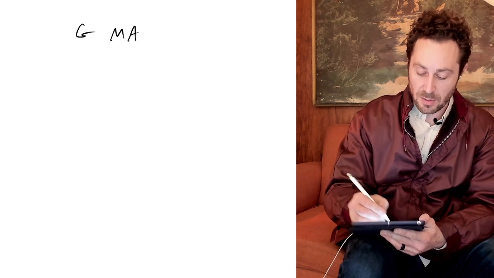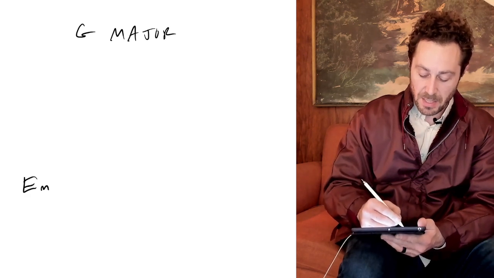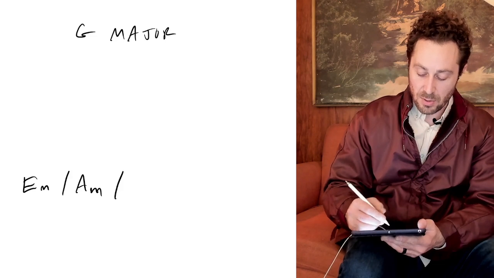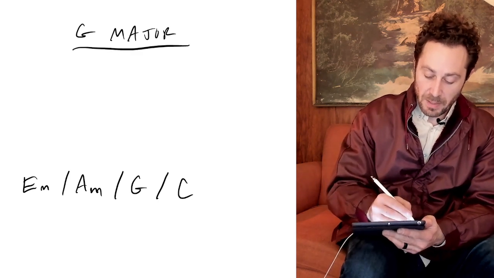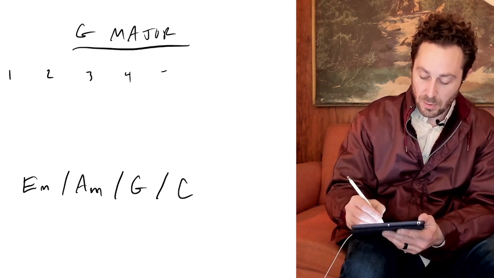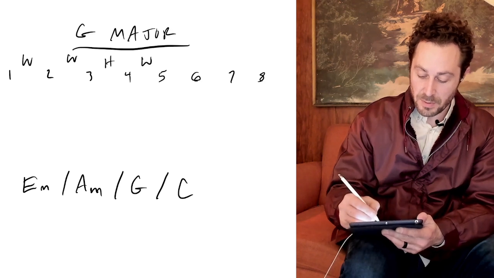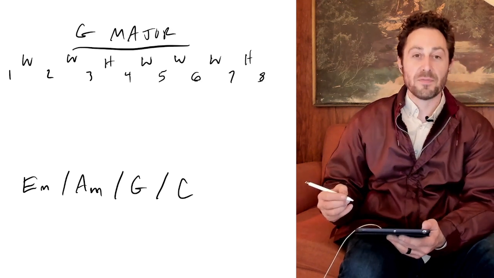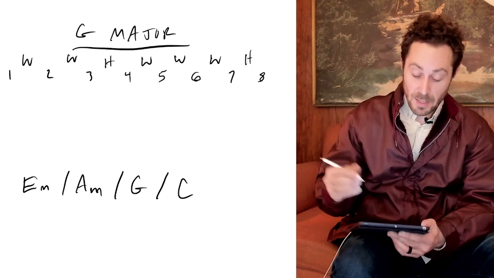Let's talk G major and then relative minor. So let's get G major first. Let's also keep this in mind. It's really just going E minor, A minor, G, C. So if we think about it in G major, 4, 5, 6, 7, 8, whole step, half, whole step, half. If that's new to you, check out Music Theory 101 on the Broadcast Guitar videos.